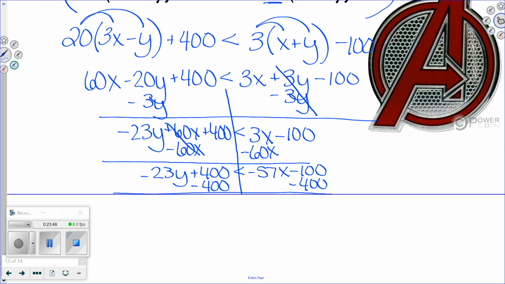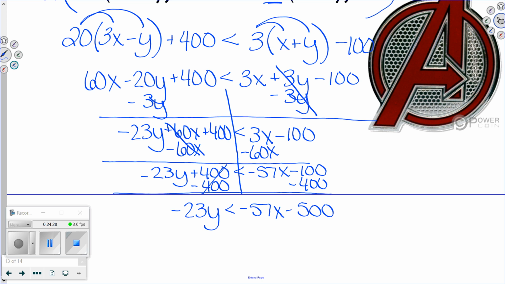Wait, so did you just automatically take away the 400? Yes, because remember, I'm trying to get y by itself, so we're just trying to slowly move all the pieces away from it. Yeah, guys, if I ever go too fast, just tell me, okay? I'll happily slow down for you. Are we okay? Anybody else questions to why or how I did what I did? Okay. So we're at negative 23y is less than negative 57x minus 500.